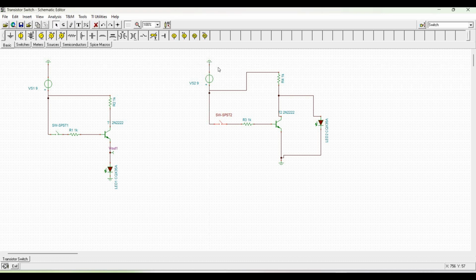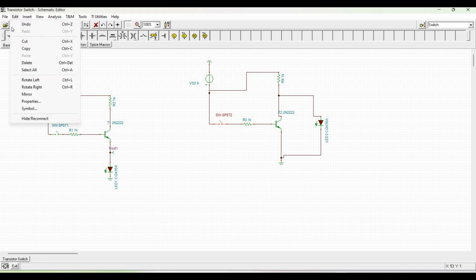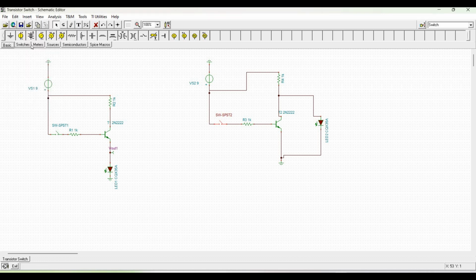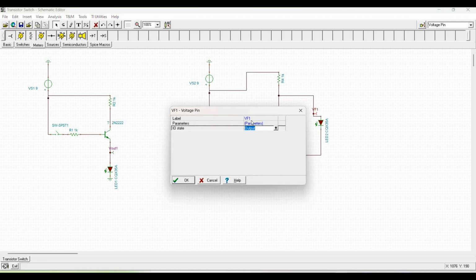For the second circuit, when the switch is low the LED is on, and when the switch is on, the LED is off. So let us simulate the circuit and analyze the transistor switching functionality, perform the DC analysis, and also calculate the nodal voltage.